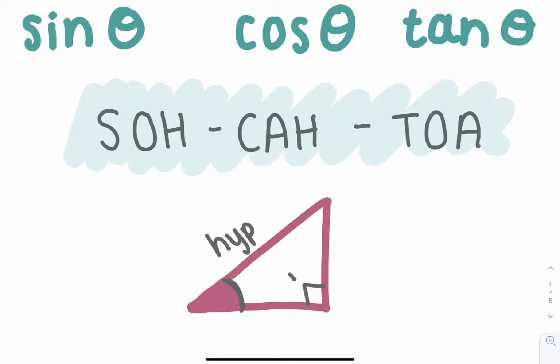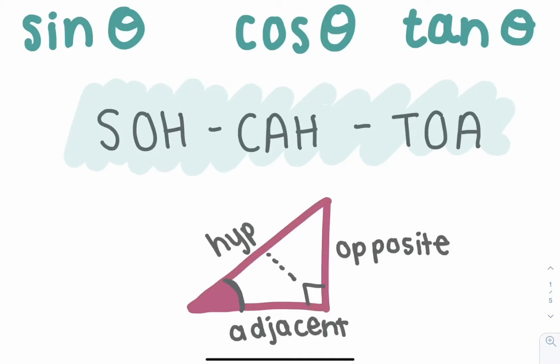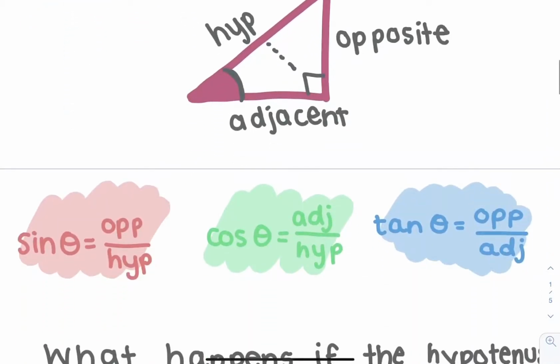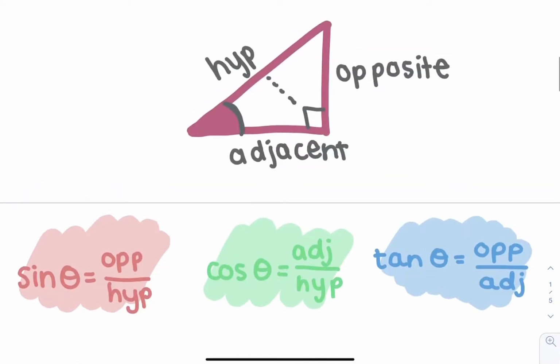across from the right angle, this is the side opposite, and this is the side adjacent. Then sine is opposite over hypotenuse, cosine is adjacent over hypotenuse, and tangent is opposite over adjacent. So all these functions are ratios of sides in a right triangle.